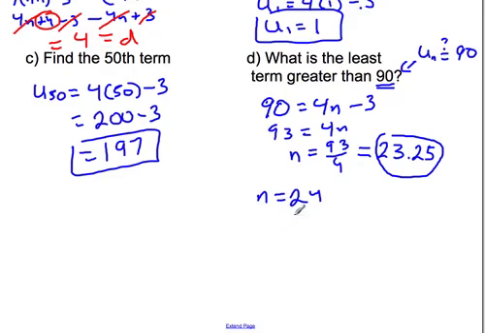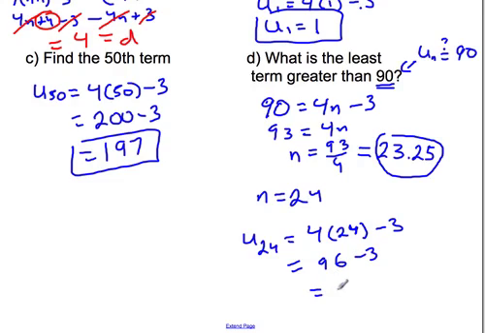So if we use n equals 24 in our formula, we find u24, that's going to be equal to 4 times 24 minus 3, which is 96 minus 3, which is 93. So 93 is the smallest, or the least term greater than 90.